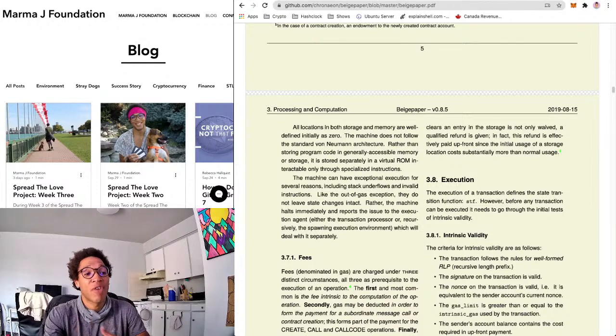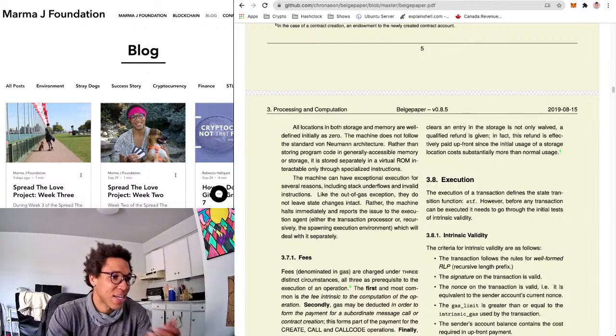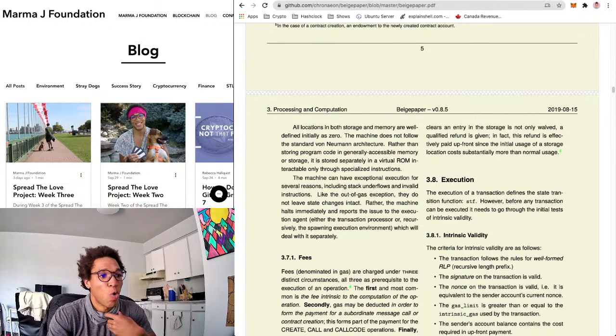But if you try and call a function with not enough gas, it'll try and go through the function, which pay, and then it'll be like, oh, you don't have the fees, which I guess are coming up next, and so it'll revert that transaction. It'll halt immediately and report the issue to the execution agent. So either the transaction processor, you, or recursively the spawning execution environment, which will deal with it separately.